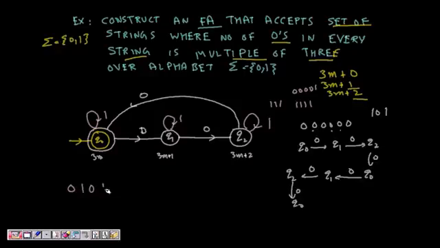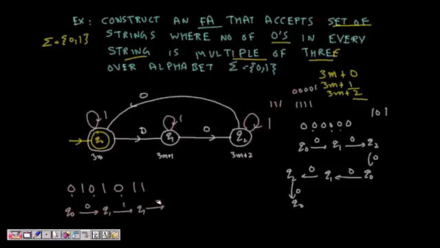So let's try the string 0 1 0 1 0 1 1. Now, should this string be accepted? It says the number of zeros should be a multiple of 3. So 1, 2, 3. This should be accepted. Let's try to process it. I start from here. On seeing a 0, I go from Q0 to Q1. I see a 1, I remain in Q1.